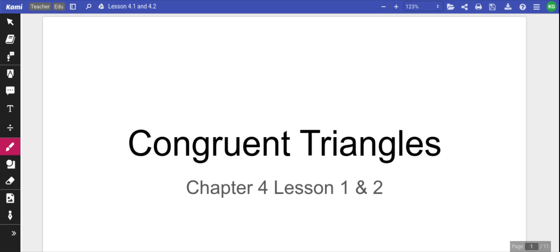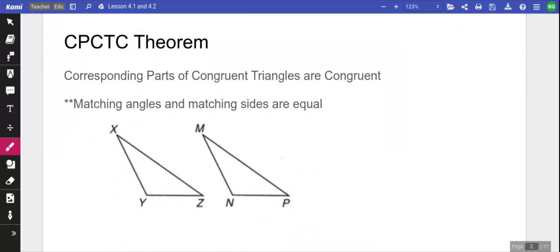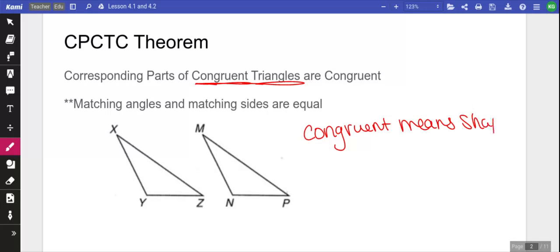Okay, Chapter 4, Lessons 1 and 2 are going to be combined. The first thing we have here is what's called the corresponding parts of congruent triangles theorem. And what that says is once we've proven that two triangles are congruent, and remember, congruent means same shape and size. And when you write it, you use this symbol.